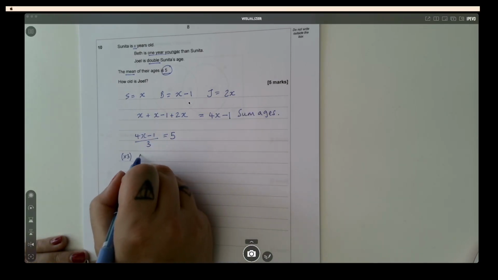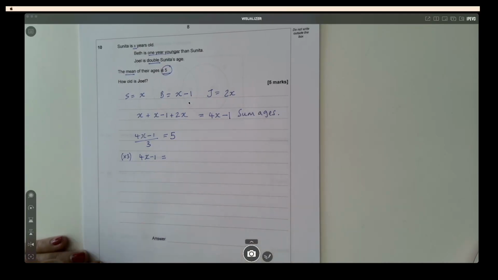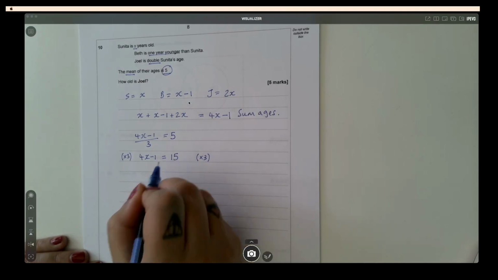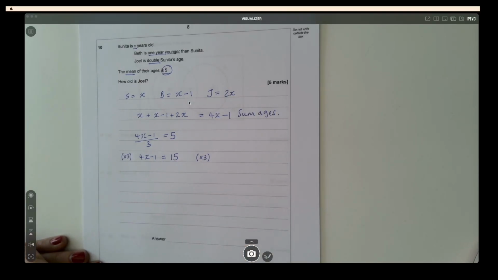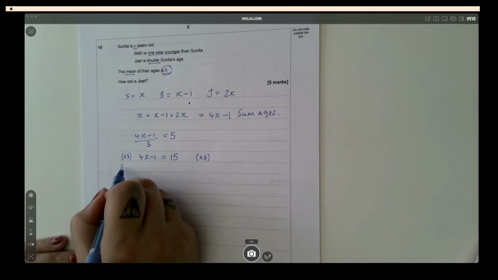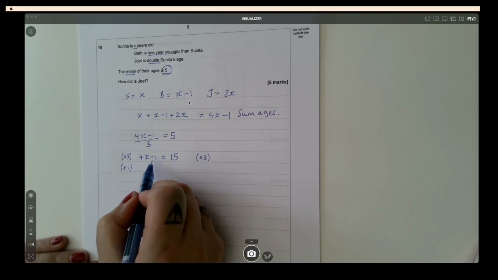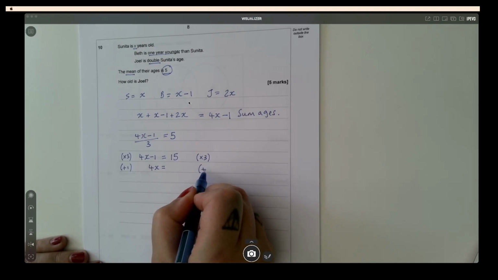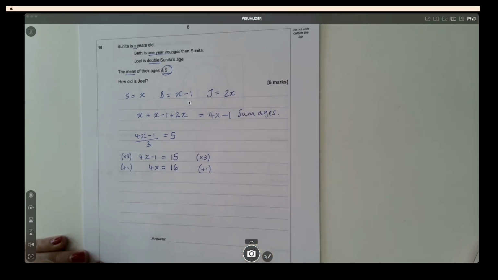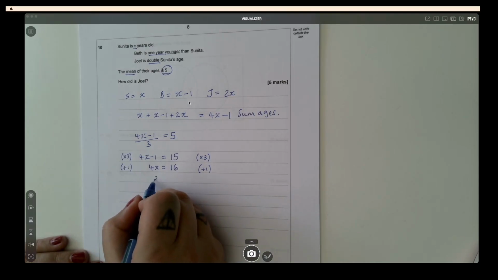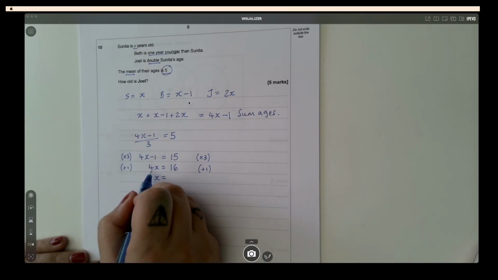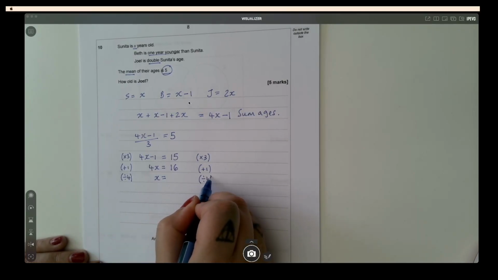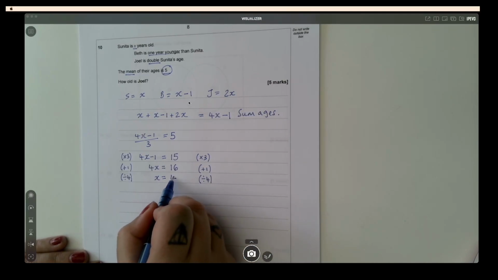When I multiply the left-hand side by 3, I'm left with 4x subtract 1. When I multiply the right-hand side by 3, 5 multiplied by 3 is 15. The next inverse operation I'm going to deal with is to add 1. By adding 1, it eliminates the negative 1 on the left-hand side, so the left-hand side becomes 4x. And then when I add 1 to the right-hand side, 15 plus 1 is 16. The final inverse operation to find x, instead of 4 times x, I'm now going to divide by 4. So when I divide by 4 on the right-hand side, 16 divided by 4 is 4.